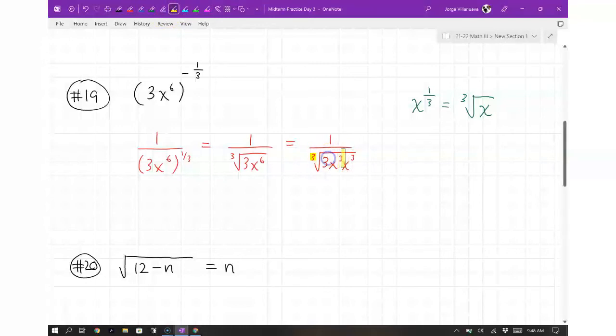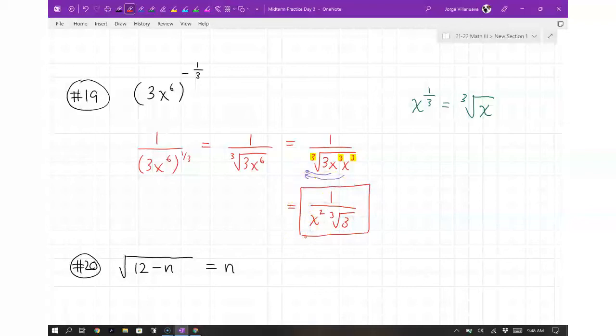Since this matches these two, that means those two x's get to go outside. So my final answer is 1 over, if two x's go outside, that's going to be x squared, cubed root of 3. This is my solution: 1 over x squared cubed root of 3. So they're just going to want you to simplify. That's all. Notice, not a tough question. It's just you're breaking it down. That's all.